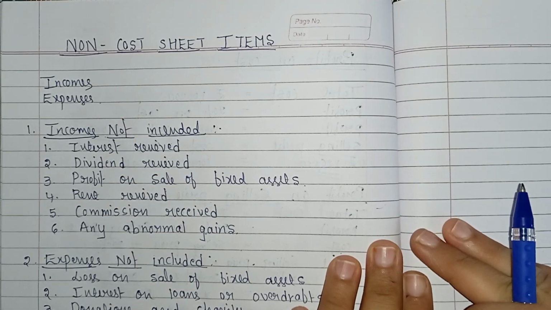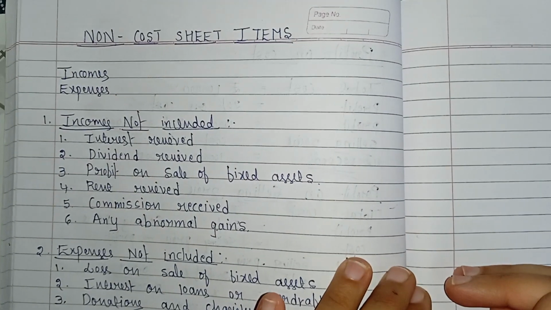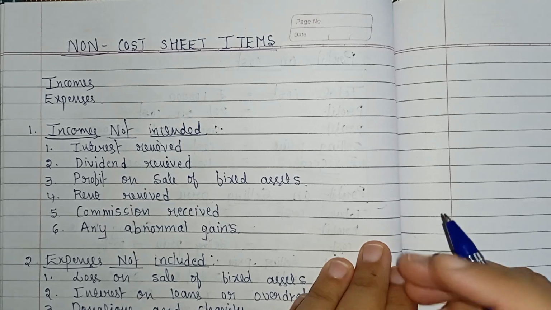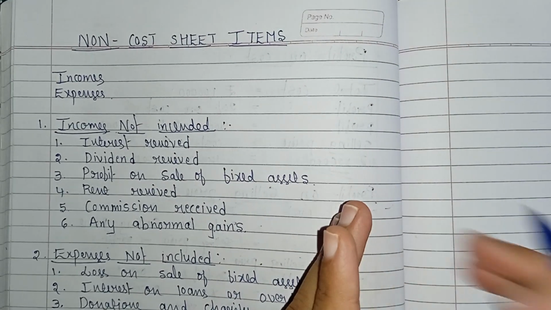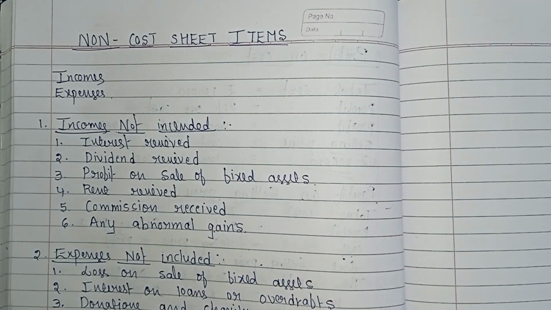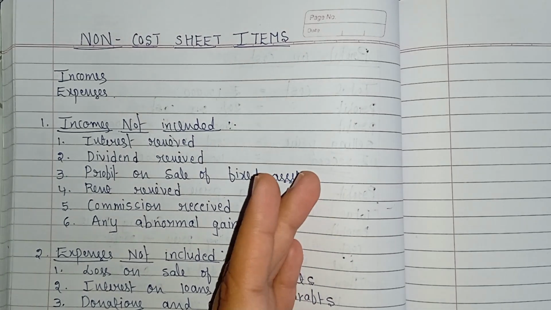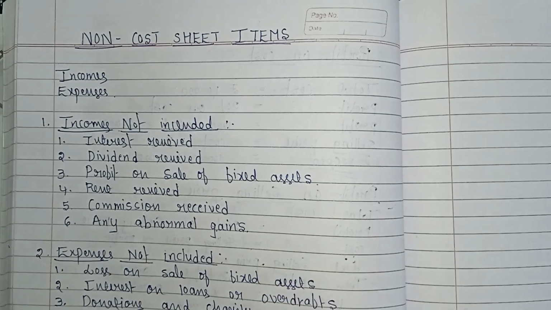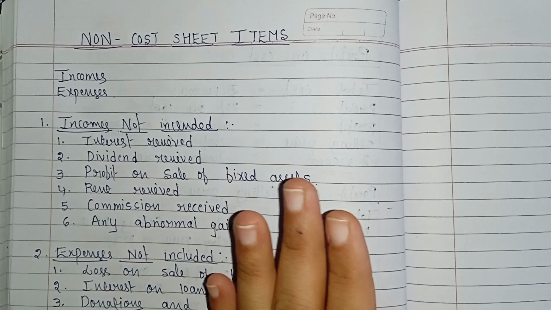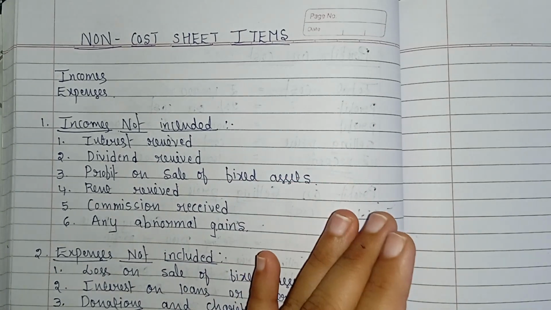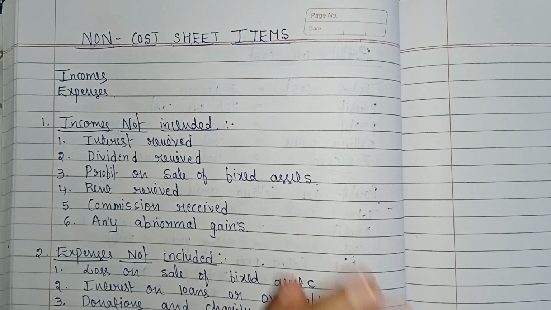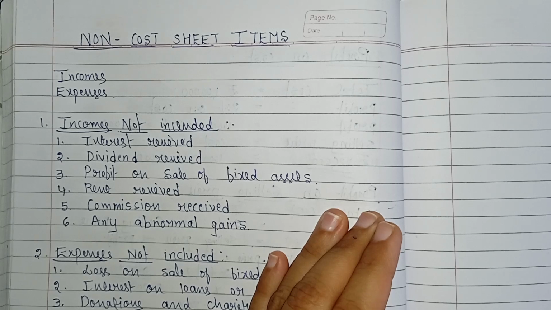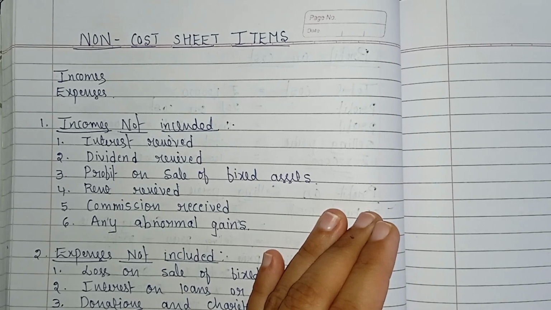Today we are diving into a short but important topic in cost accounting, that is non-cost sheet items. When we prepare a cost sheet, our goal is to find out the total cost of production and sometimes the cost of sales, right? But there are certain expenses and incomes that we don't include in the cost sheet. These are called non-cost sheet items. Clear? So what are these items that are excluded?